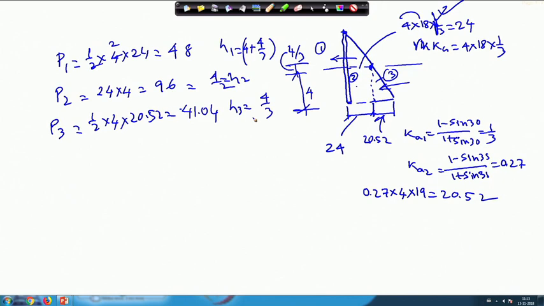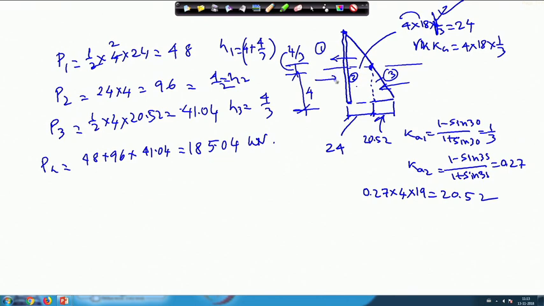So, you can find out P A will be equal to 48 plus 96 plus 41.04. So, it will be something like 185.04 kilonewton, and then you will have y bar.